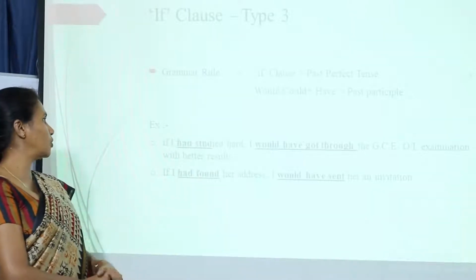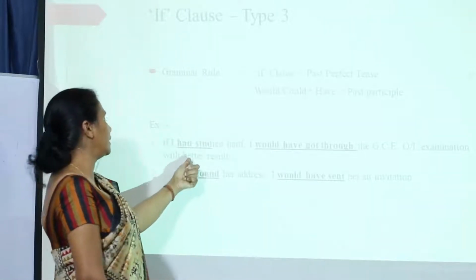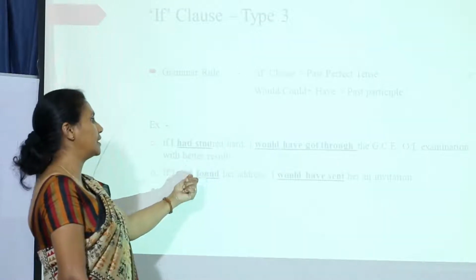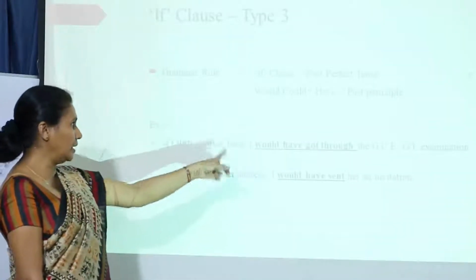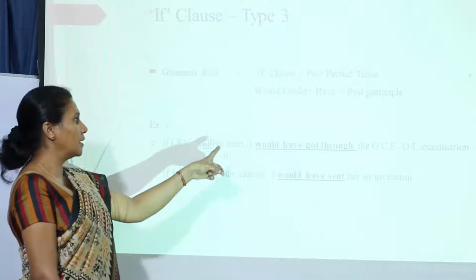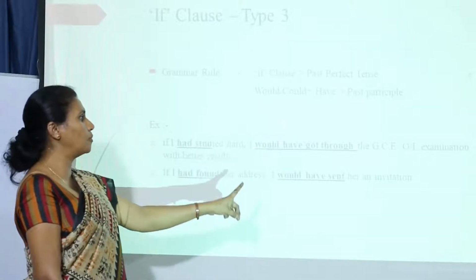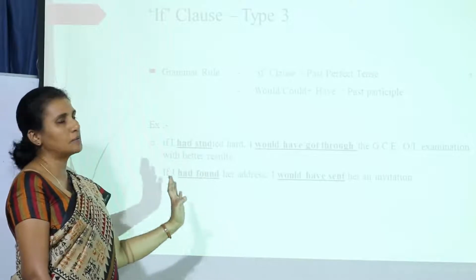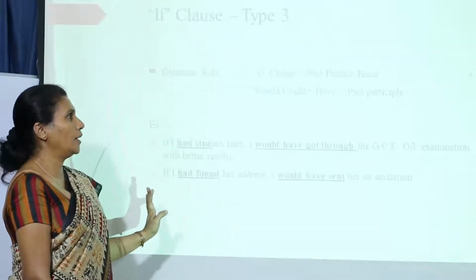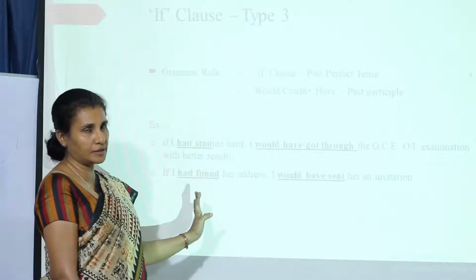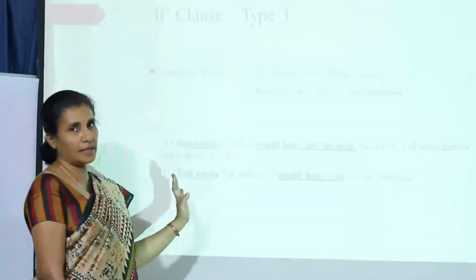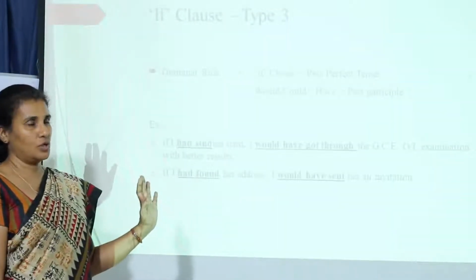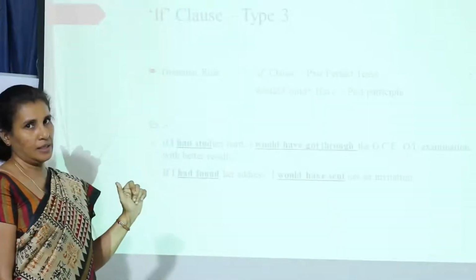That is why the grammar rule is: the if clause is in the past perfect tense, and the main clause is would plus have plus past participle, or could plus have plus past participle. I hope now you are clear with all three types and the grammar rules. So shall we go to the activities, right?